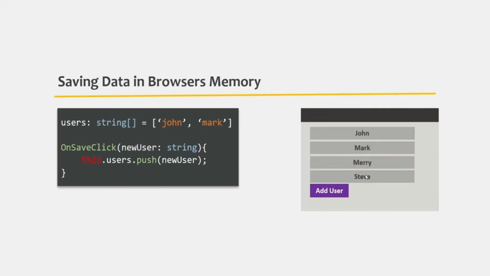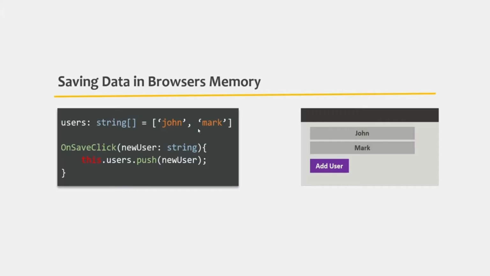Now, if I restart the application or refresh the Angular application, in that case, again, the component will be initialized. This users property will be created. And initially in this users property, we will have only two elements. So in the web page, again, we will only see two users. So the last two users which we added are gone. And this is what happens when we save the data in the browser's memory.